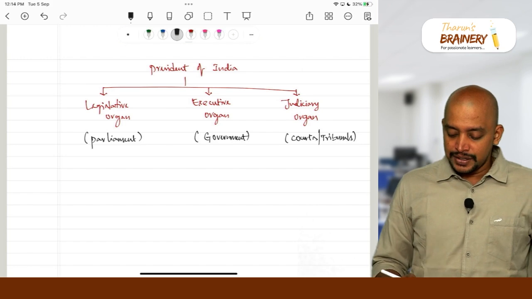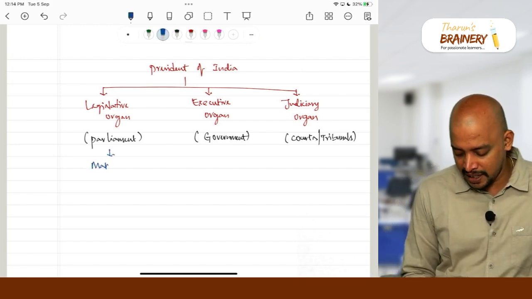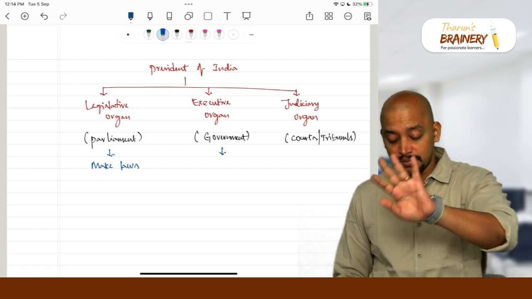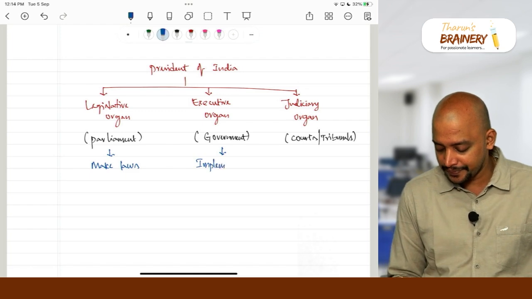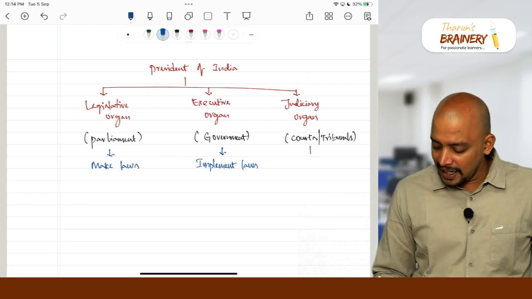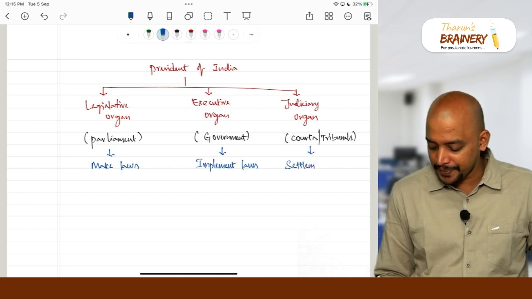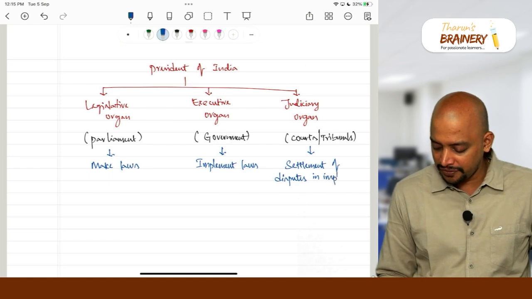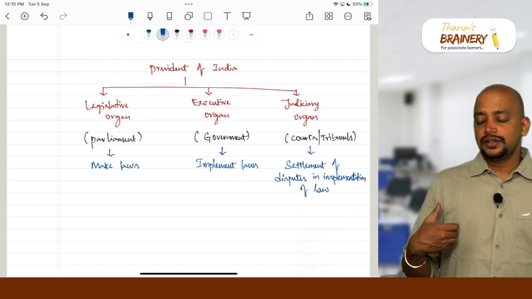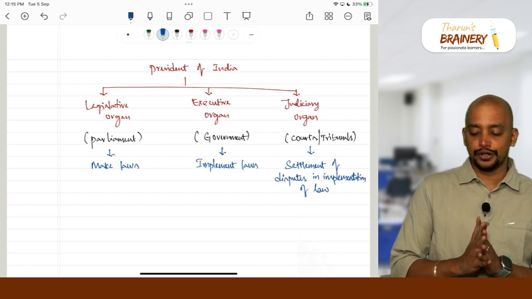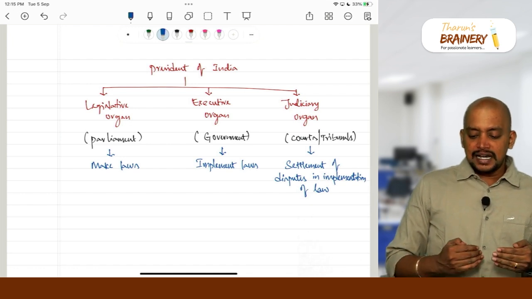So who will make a law? The legislative organ will make laws, and whatever law is made by the legislative organ will be implemented by the executive organ. Now during this implementation, if there is any dispute, then the settlement of disputes in implementation of law will be done by the judiciary organ. Whenever during the implementation there is any dispute between the taxpayer or the public and the government, the judiciary organ will come to the rescue. That's how we have it.